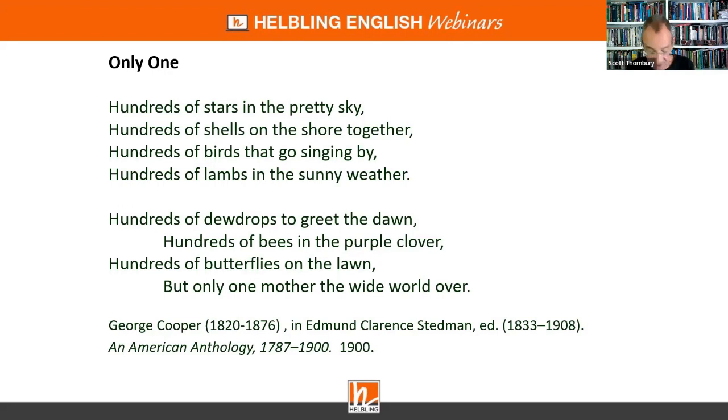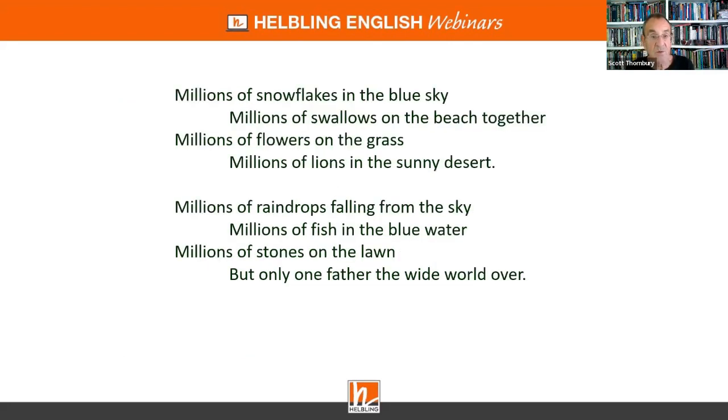So she gave it to her class, and this is what one student produced. Millions, and you can see how closely they followed the model. Millions of snowflakes in the blue sky, millions of swallows on the beach together, millions of flowers in the grass, millions of lions in the sunny desert. Wow. Millions of raindrops falling from the sky, millions of fish in the blue water, millions of stones on the lawn.